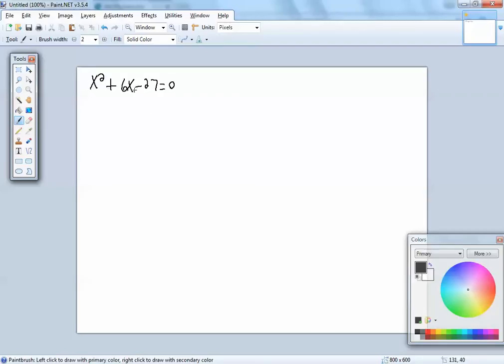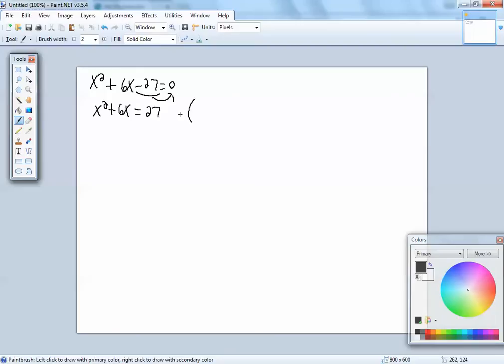Step 2, we're going to take our constant term, the number, to the right side. So I'll take negative 27 over. Now when you take anything across your equals, your sign changes, so the negative 27 becomes a positive 27.